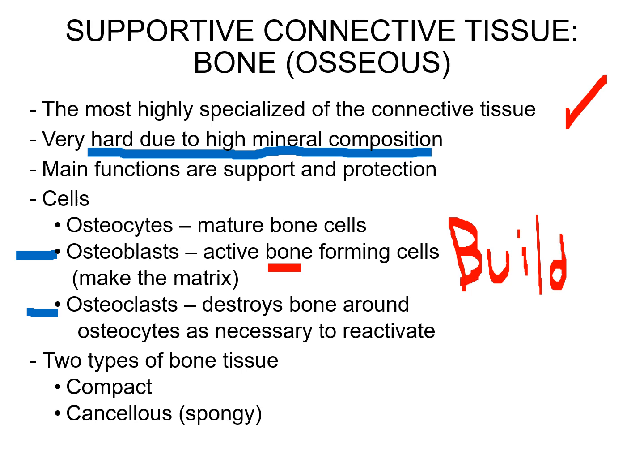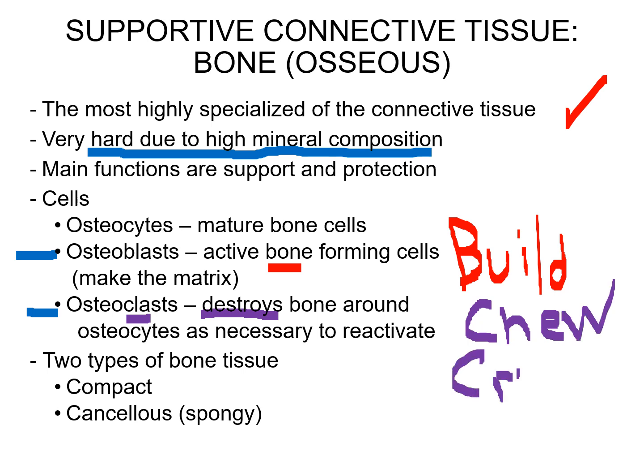Now osteoclasts do the exact opposite. Osteoclasts destroy the bone. Or C for clast, and I would say C for chew or C for crush. A word that starts with C that means breakdown. Now, why on earth, that seems kind of counterproductive, right? Making bone cells, yeah, that's awesome, that's good. Why on earth would we ever want to break down bone cells or bone tissue?